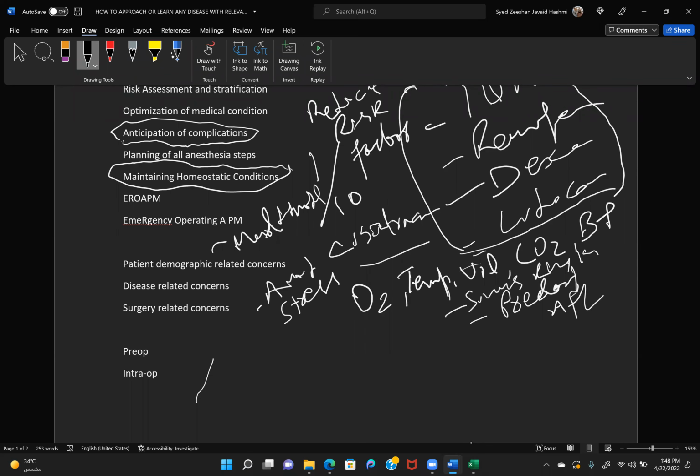Okay, so this is another way which you have to decide now. Patient demographics, a few words about it. What do you mean by demographics?